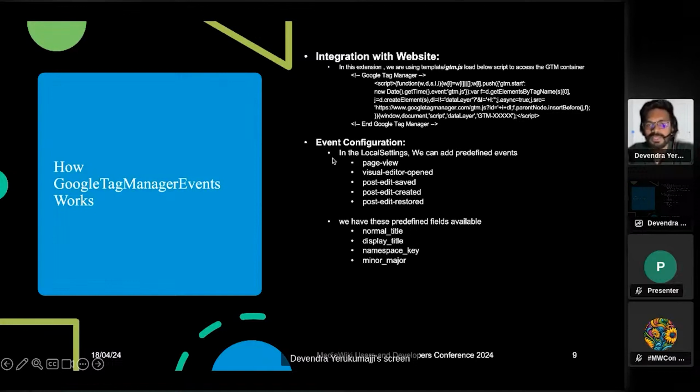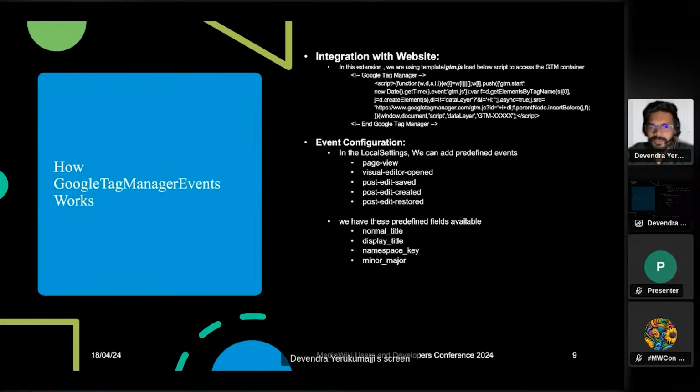And the event configuration, like in the local settings, we can add predefined events like page view, visual editor opened, page edit saved, created, and edit restored, and some other events also we are planning in phase 2. This is phase 1, so it's not completed yet. In phase 2, we are going to add some more events like search, wiki search, whatever the user interacts with, the search filters, search terms. Those properties also we are going to add in the next phase.